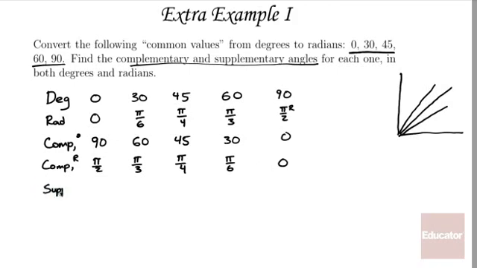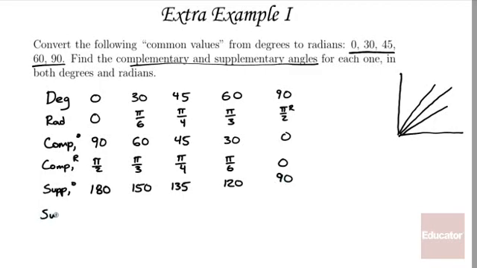Let's figure out the supplementary angles. Remember, supplementary angle means that they add up to 180 degrees. So in each case, we're looking for what adds up to 180 degrees. If we start with 0, that means the supplement is 180 itself. If we start with 30, it's 150. 45, well, 180 minus 45 is 135. 180 minus 60 is 120. And 180 minus 90 is 90 itself.